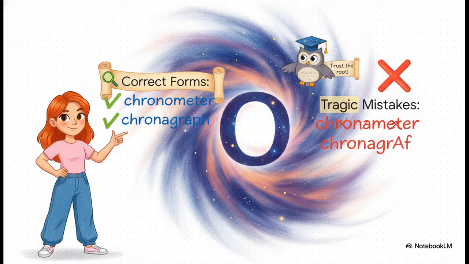And just like with chronology, we have a crucial spelling warning here. Look at the correct spellings versus the mistakes. You have got to emphasize the importance of that connecting O. Chronometer, chronograph. When we speak fast, it sounds like an A, right? Which is exactly why chronameter is such a common, tragic mistake in spelling bees. Trust the root, not just your ear.